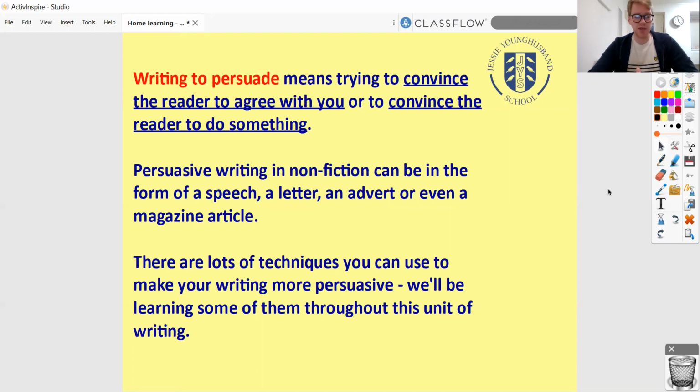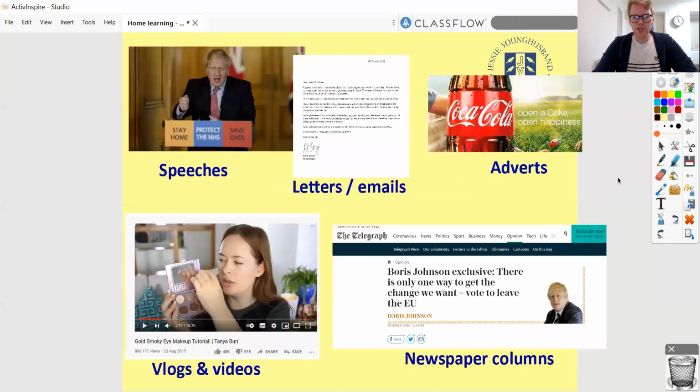We're probably still going to be thinking about adjectives, fronted adverbials and paragraphs would still be brilliant things to include, but there are some specific features which we would usually and predominantly use when we're writing to persuade, and we're going to be learning those over the course of the next week or so. So, the types of writing you might see when we're writing to persuade.